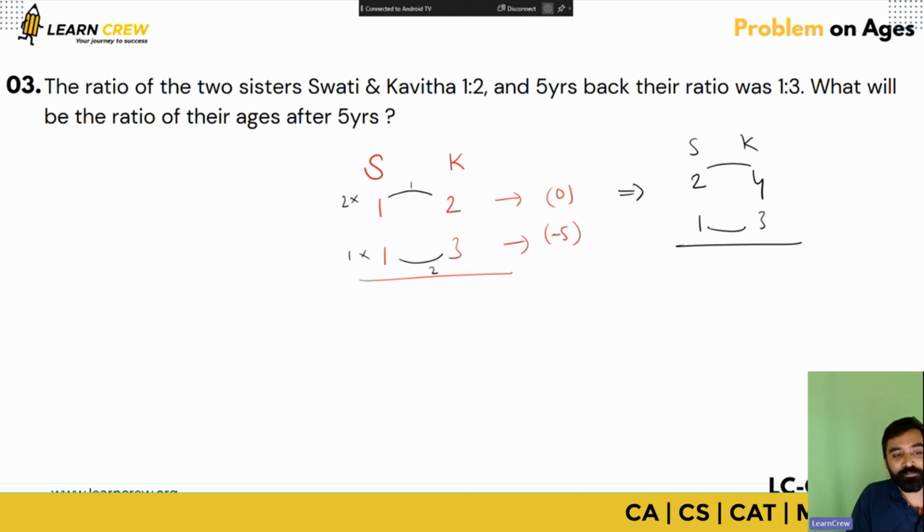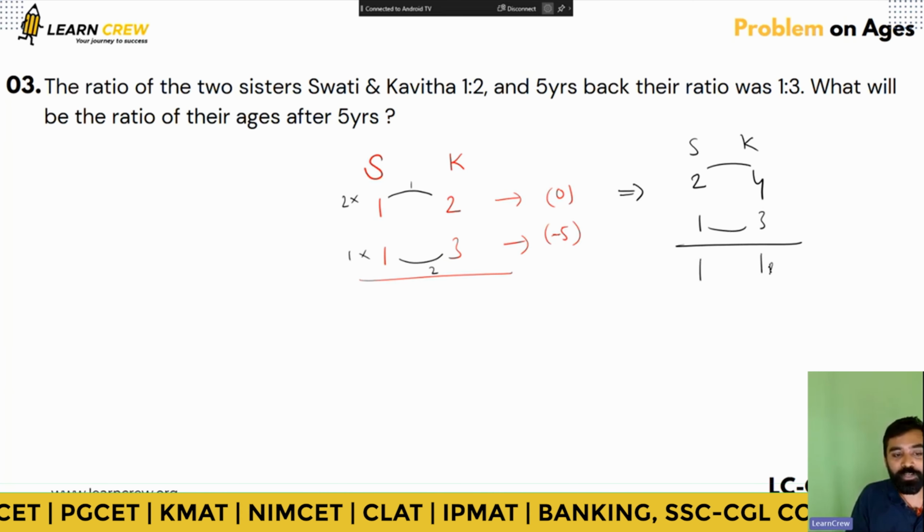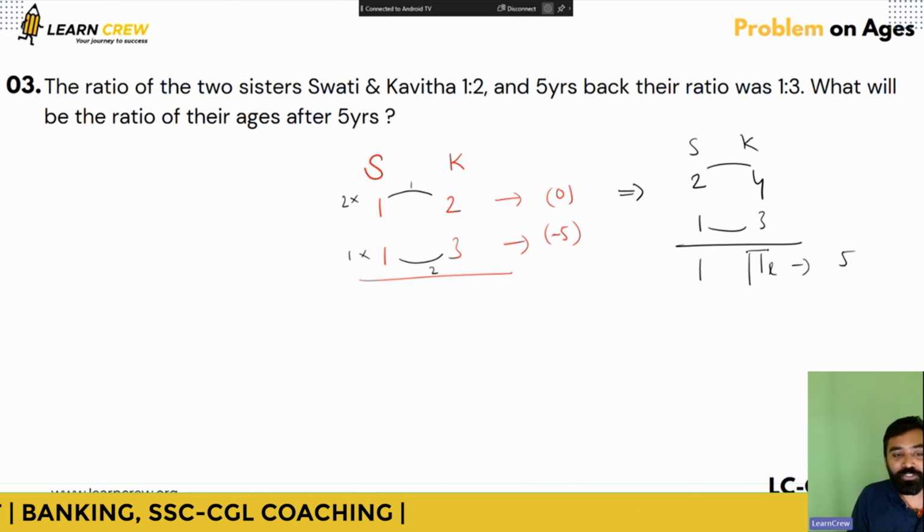Now is the difference common? 2, 2. Now the difference is common. Now you can subtract it. So 2 minus 1 is going to give you 1. This is going to give you 1. Ratio is equivalent to 5. Single ratio, the value is 5.